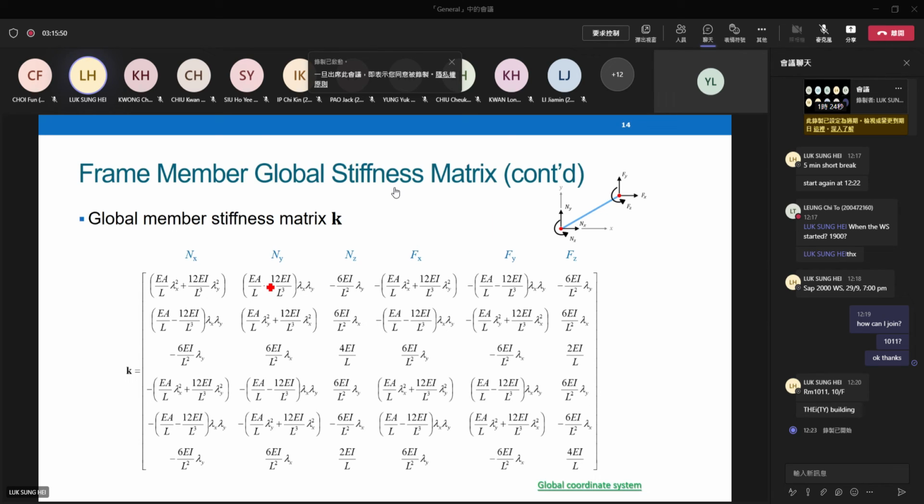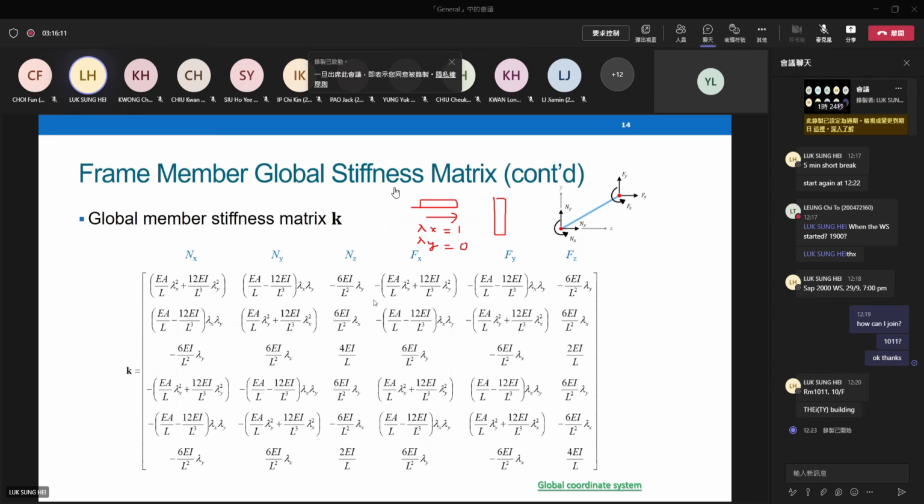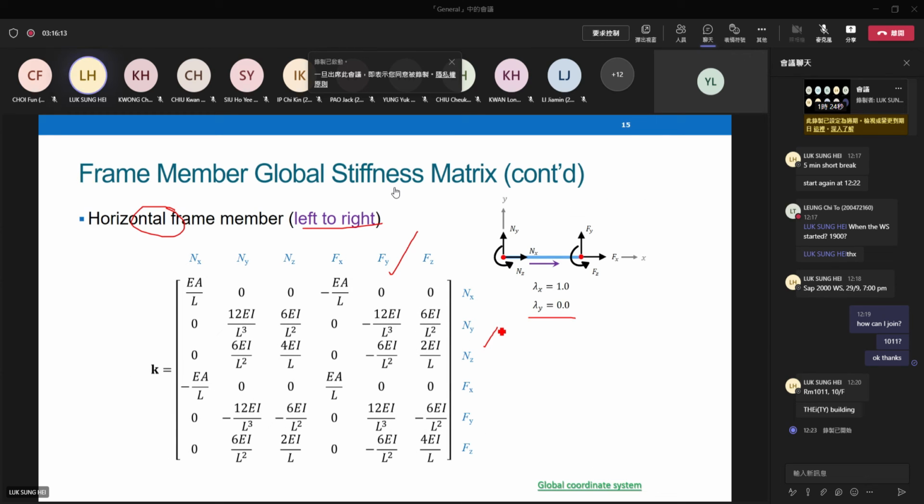To make it more convenient, I constructed some special matrices for you. For example, if you want to consider a horizontal frame member pointing from left to right, lambda x is 1 and lambda y is 0. I substitute them back into the previous equation, and then it becomes this simplified formula. For a horizontal frame member, use it. This is in the global system, so you can add up the matrices together. You don't need to care about the directions.